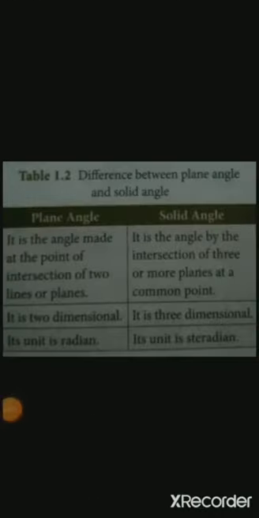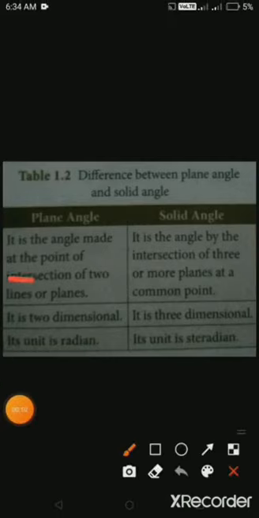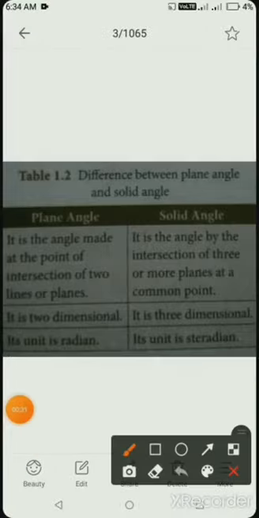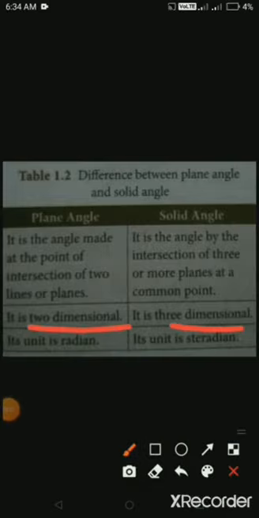Difference between plane angle and solid angle. First one, plane angle. It is the angle made at the point of intersection of two lines or planes. Solid angle: it is the angle made by the intersection of 3 or more planes at a common point. Next, plane angle is two-dimensional. Solid angle is three-dimensional. Its unit is radian. Its unit is steradian.